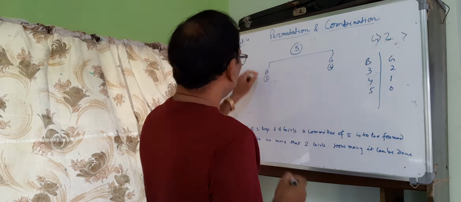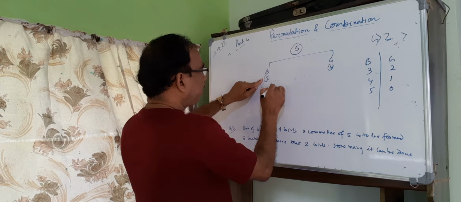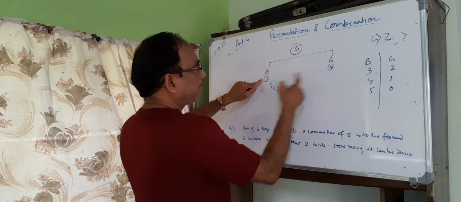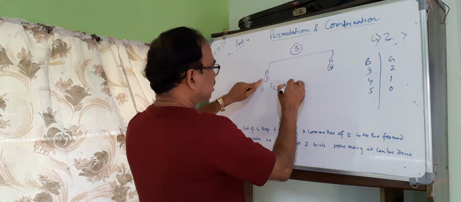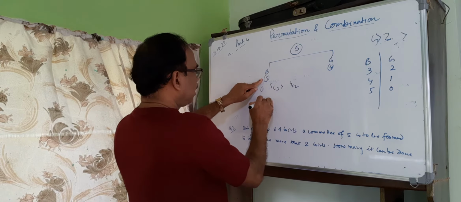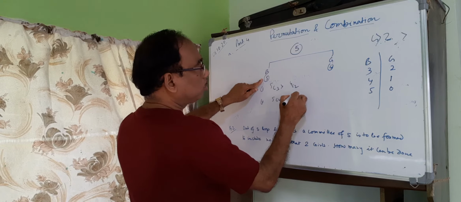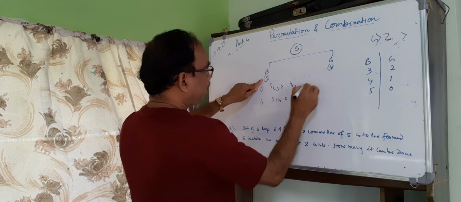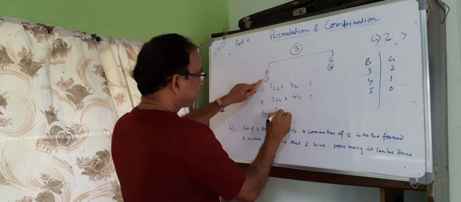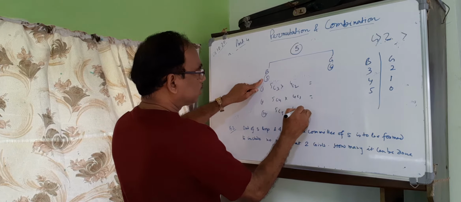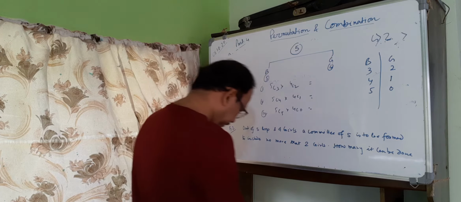So now we have to choose from the 5 boys, 3 boys. That is 5C3, and from 4 girls you have to choose 2 girls. That is 4C2. Number 2, 5C4 into 4C1. Number 3, 5C5 into 4C0. That is the total number of ways.